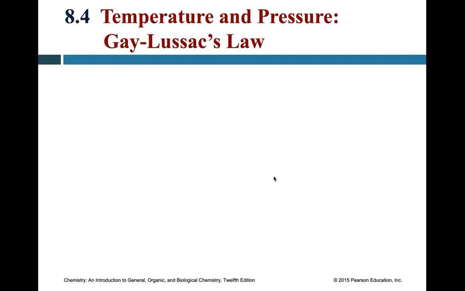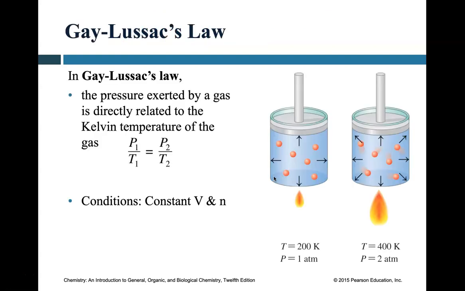Our third law is going to be Gay-Lussac's law, and this is going to relate temperature and pressure of a gas. Again, we have our conditions, where in this case it will have to be constant volume and number of moles, so the amount of gas that I have in the system. Here we can see we have the pressure and temperature of the system initially, and then we perform some change on it, and then we can calculate what that change will be in terms of pressure and temperature.